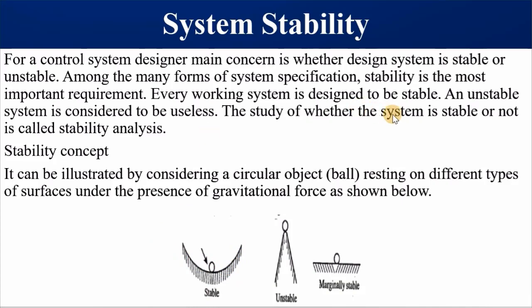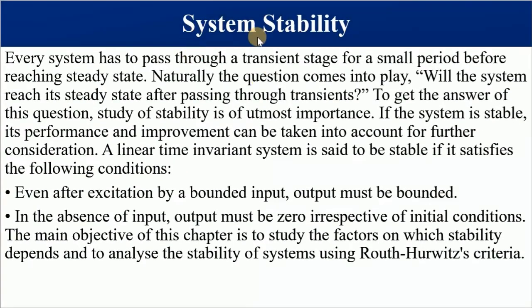We are saying stability is the most important specification of a control system, and every working system is designed to be stable. And if a system is not stable, then it is useless. We've got two stages that a system has to pass through. The first one is called the transient stage. Remember your DC transients when you looked at how a capacitor charges and discharges, and we are saying this happens for a small period of time before reaching its steady state. So we've got two states: transient stage and steady state stage.